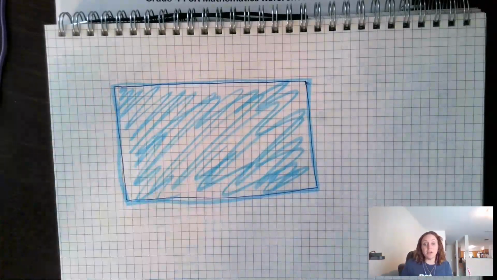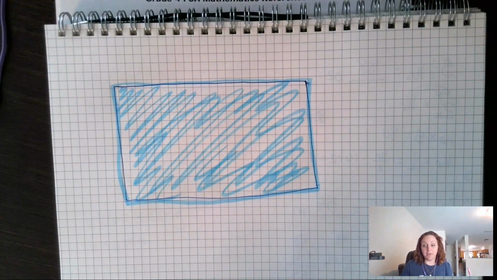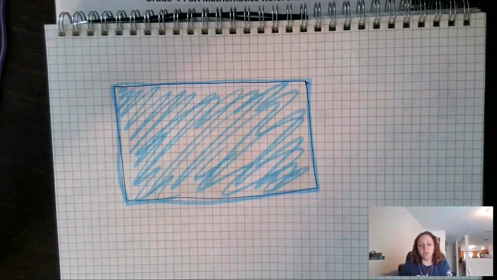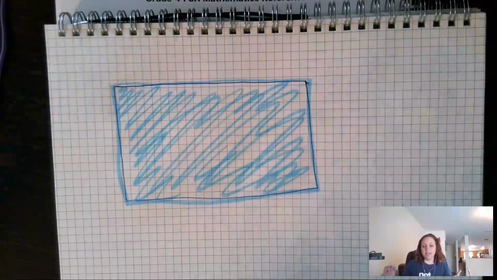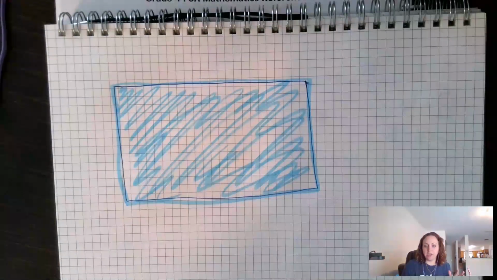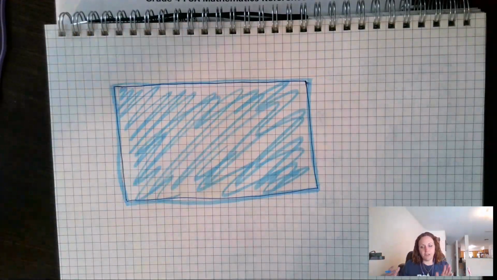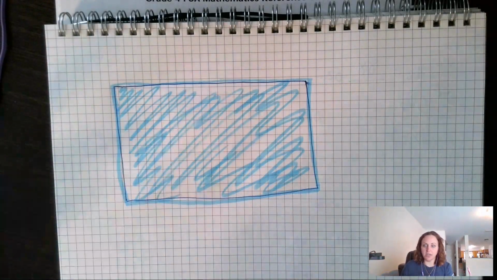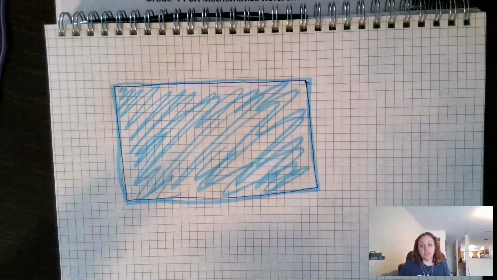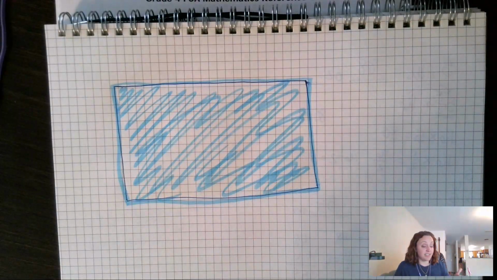Now we use area and perimeter a lot. For example, I gave a garden. If I wanted to put a garden in my backyard, I would need to know how much space it takes up so that I can purchase the right amount of soil to fill in my garden. If I wanted to put a fence around my garden so my dog didn't get into it, I would need to know the perimeter.